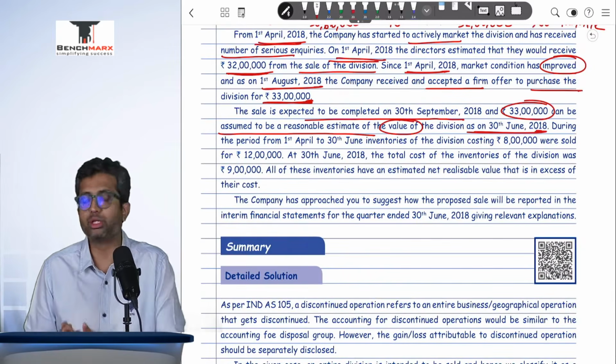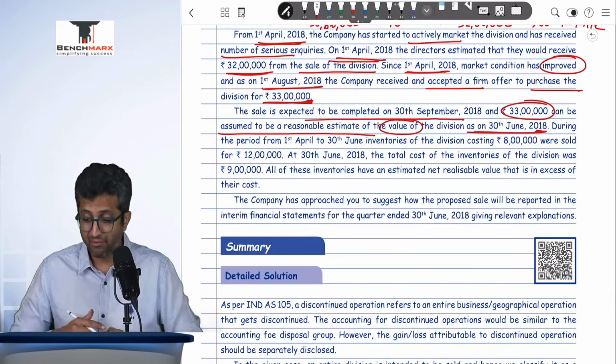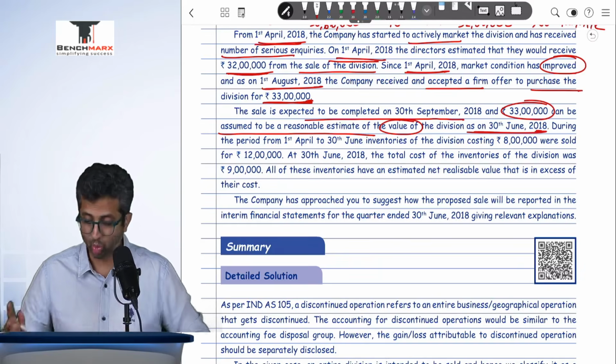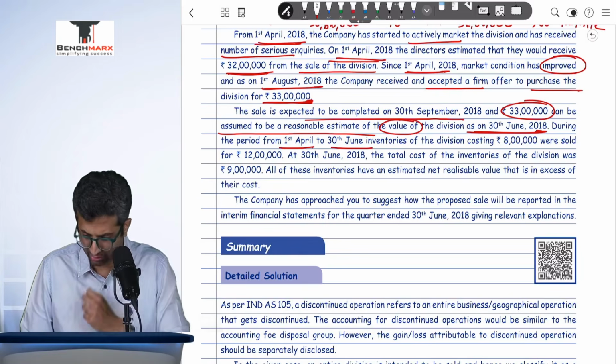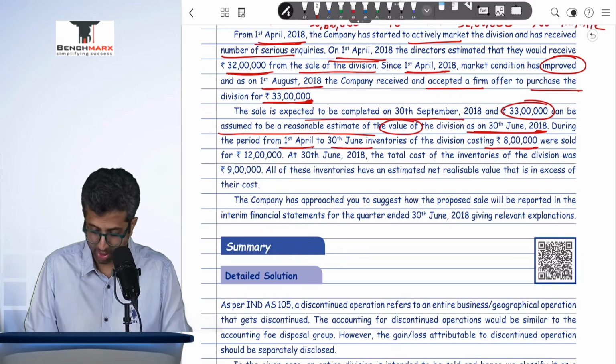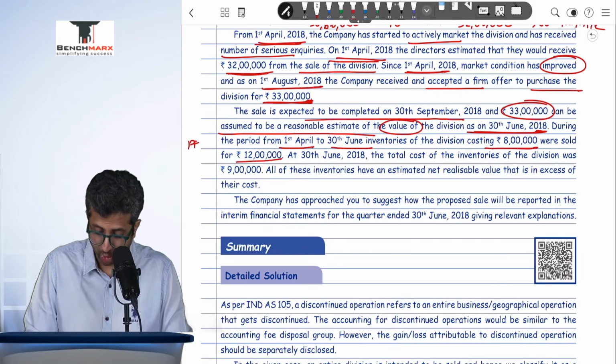So if I need to figure out what is the position on 30th June, fair value less cost to sell on this date was 33 lakhs. During the period 1st April to 30th June, inventories of the division costing 8 lakhs were sold for 12 lakhs. So there was a profit of 4 lakhs.